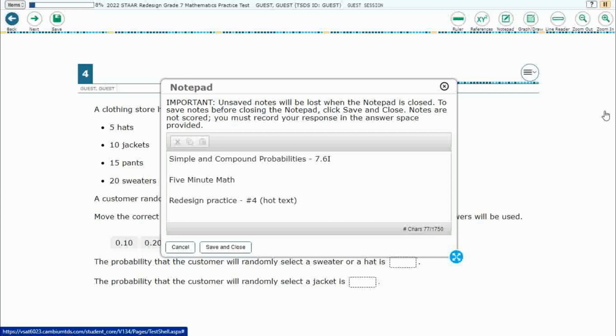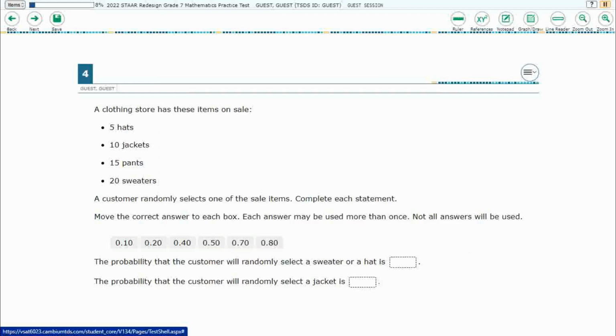Today we are looking at the 7th grade concept of simple and compound probabilities. This is standard 7.6i in the great state of Texas, and we are using item number 4, which is a new item type called hot text off the Redesign Practice Online STAAR test. If you haven't done so already, please go ahead and take a moment to pause the video, work this problem out on your own, unpause it, and we will look at our answers together.